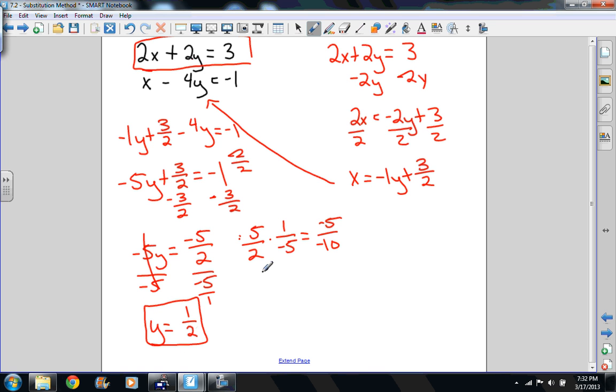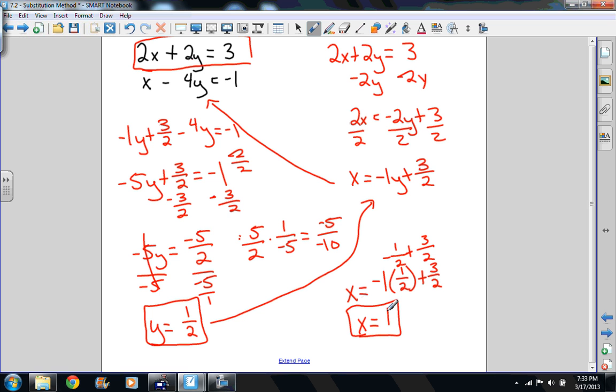Okay. I take that and I plug it into that equation right there. And so I get x equals -1 times 1/2 plus 3/2. So this becomes -1/2 plus 3/2, and that equals 1. Always important in these problems to remember, always write them as an ordered pair at the very end. So there's my answer. I can check it on a calculator.